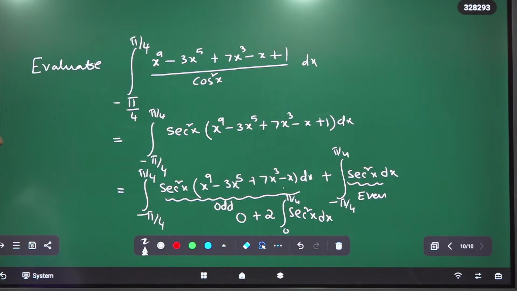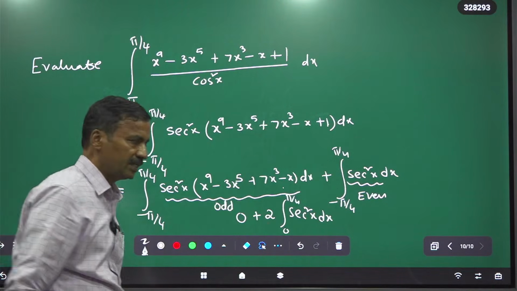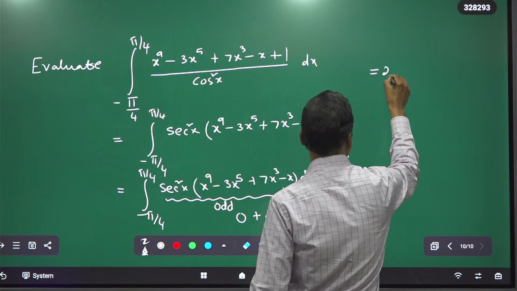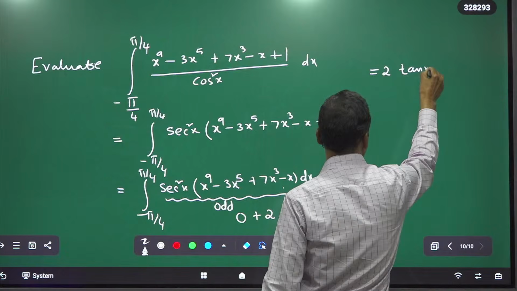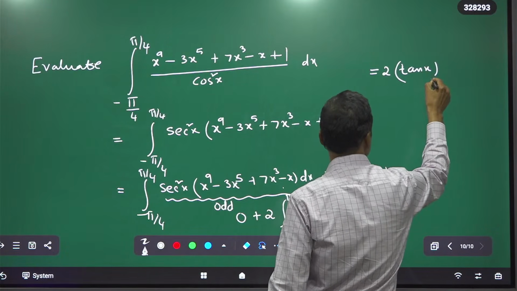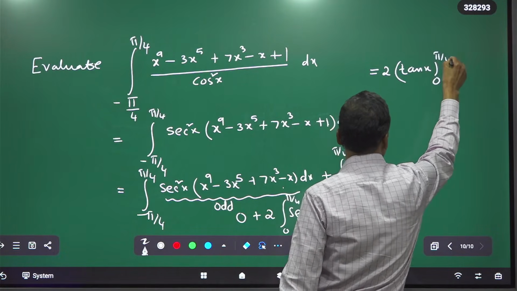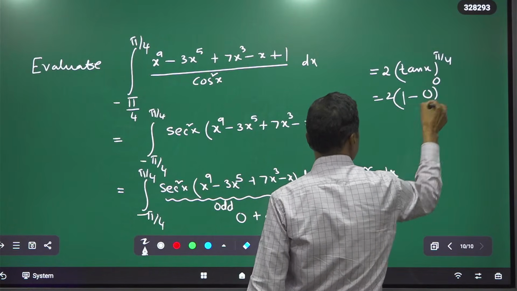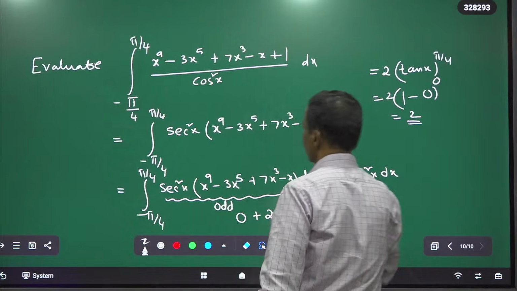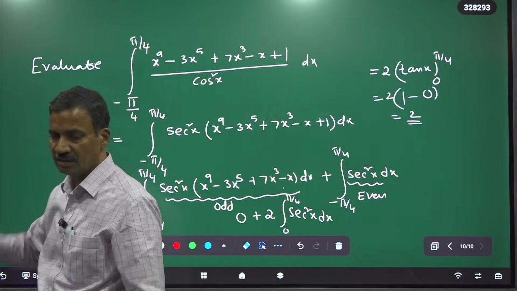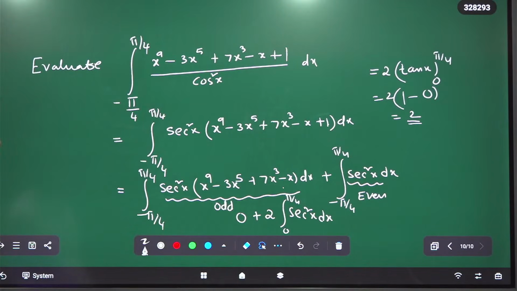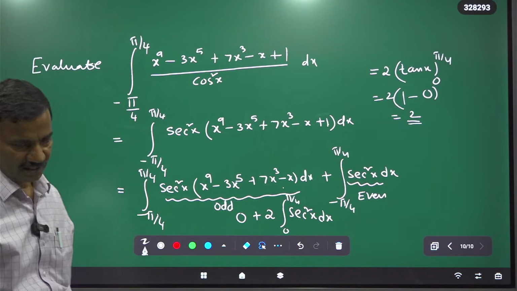2 into integral of 0 to pi by 4 secant square x dx. We know that integration of secant square x is tan x. Therefore, that is equal to 2 into tan x, with limits 0 to pi by 4. So that is 2 into tan pi by 4, which is 1, minus tan 0, which is 0. So we get 2. That is the value of this integral. Like this we can apply the definite integral of odd and even functions.